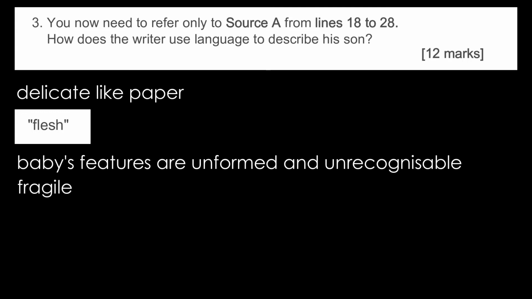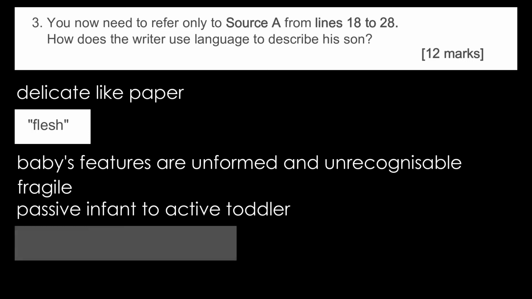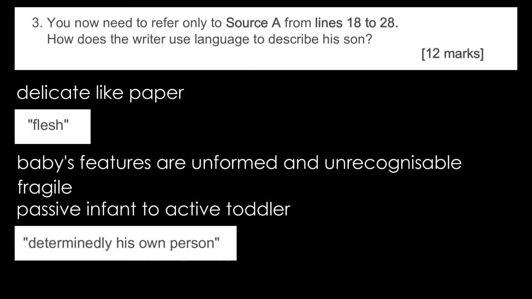As he develops, however, he goes from a passive infant to an active toddler, and Heritage realises that he is determinedly his own person. In other words, that he is a strong and willful personality who makes his presence in the family known.